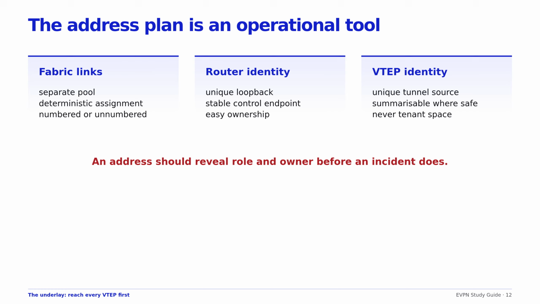Summarization can reduce state, but only where it preserves correct failure visibility. A surviving aggregate must not conceal that a particular VTEP has disappeared. IP unnumbered can reduce link address consumption, but it shifts the troubleshooting evidence toward interface identity and link local next hops. Whichever method is chosen, make uniqueness and role machine checkable.